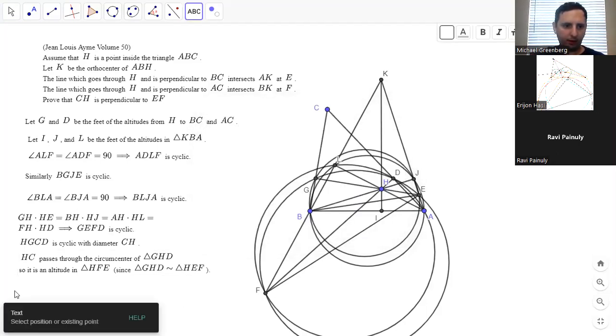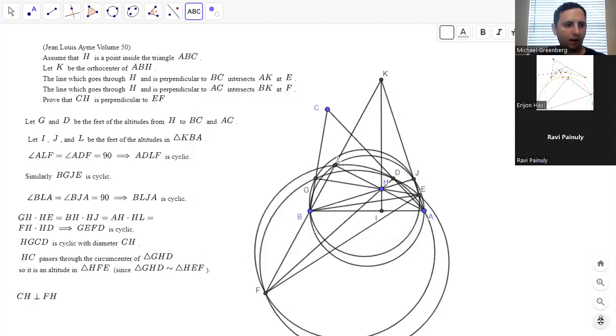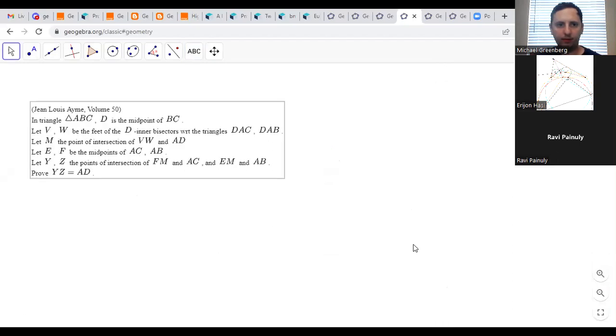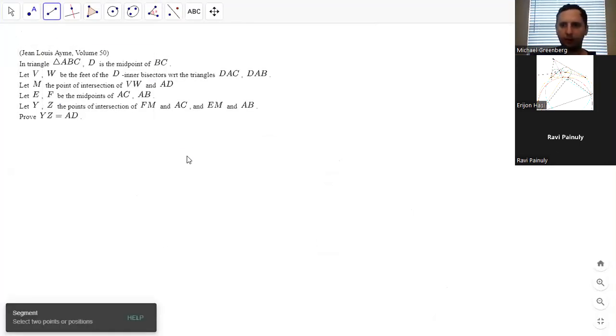All right, so I'm going to move on to the next one. That was a good idea to try to prove this is cyclic. Okay, so we have almost an hour and 20 minutes left. Okay, so we have a triangle ABC with D is the midpoint of BC.